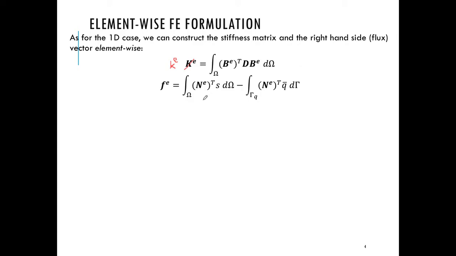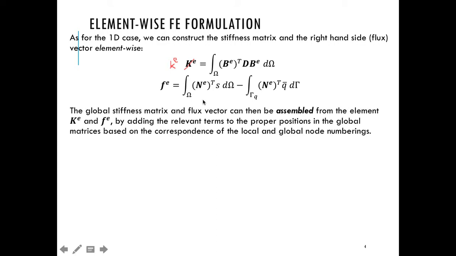Okay, so great. Recall that we do this element wise calculation of the stiffness matrices and then we assemble them into the global finite element problem and solve that. So then comes our assembly procedure. Okay, so that's basically it.